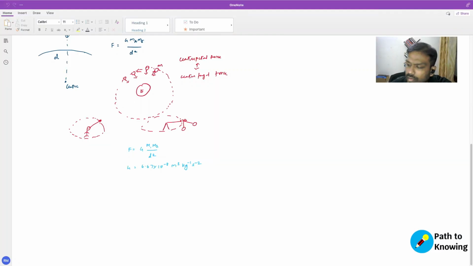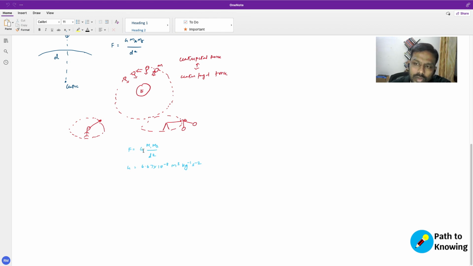Hi. So in the previous video, we just saw Newton's universal law of gravitation, where he equated force to a gravitational constant times the product of the masses of both the objects divided by the square of the distance, right?